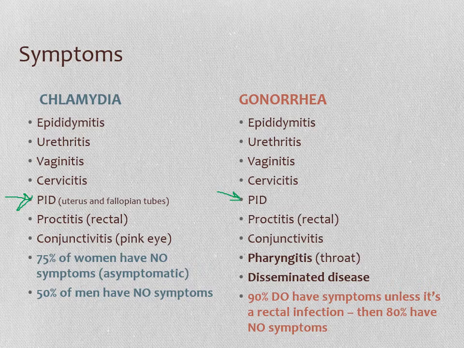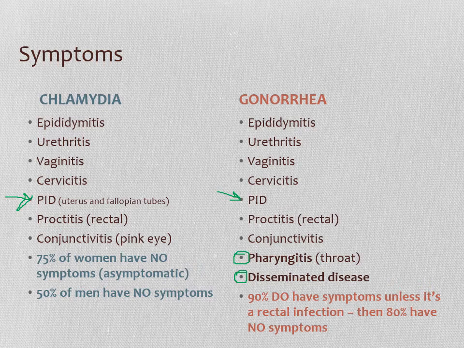One is that gonorrhea, as I mentioned, can infect the throat and cause a pharyngitis. The other thing about gonorrhea is that it can actually cause what we call disseminated disease. Gonorrhea can travel through the bloodstream and infect your skin, infect joints, infect parts of your heart, so it can also become more widespread or disseminated. So that's a big difference.